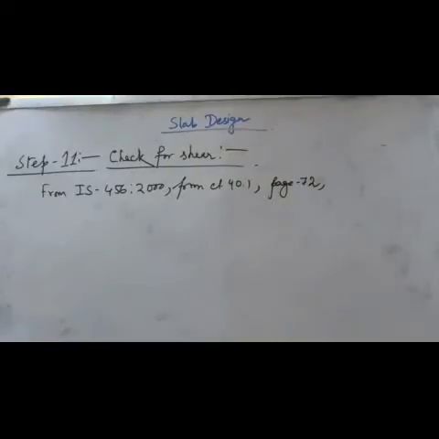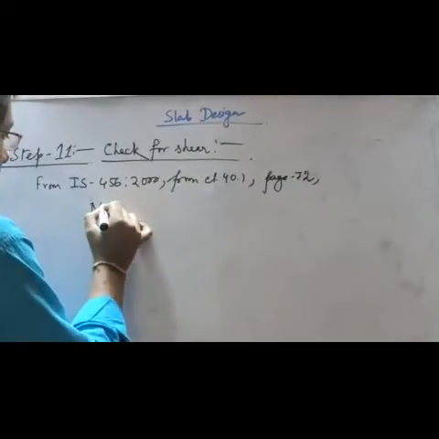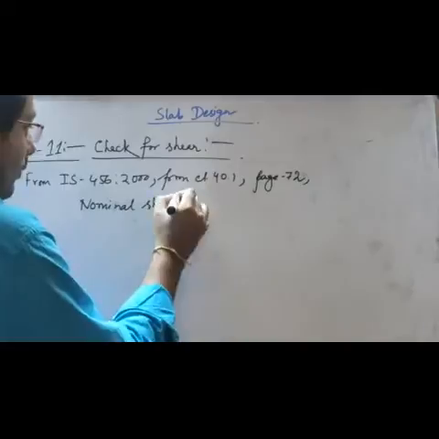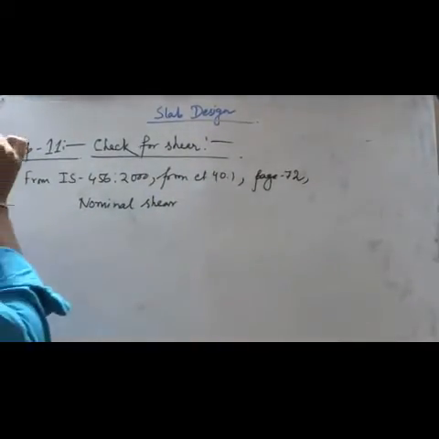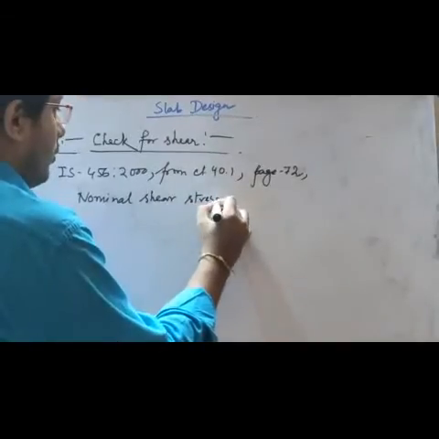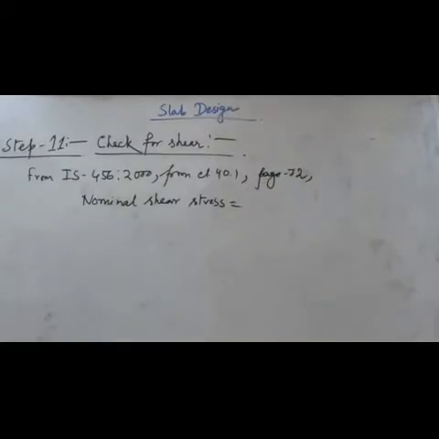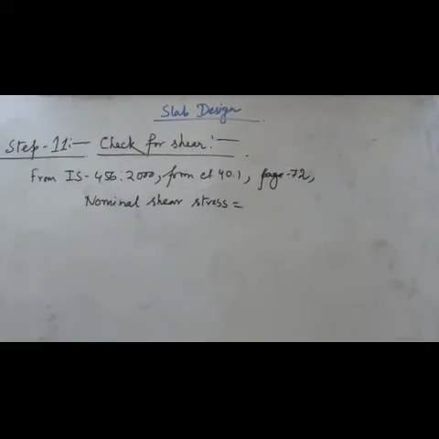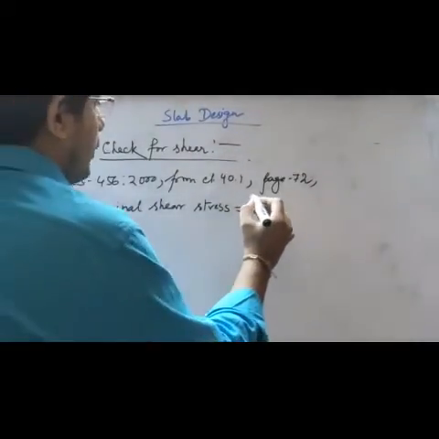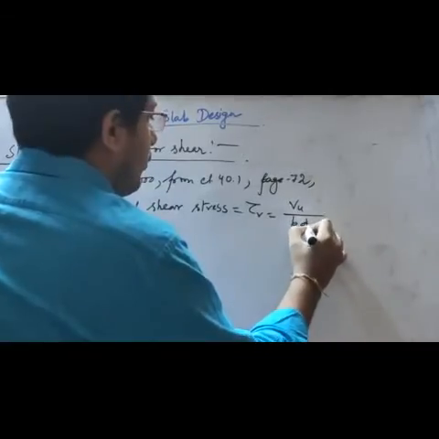So first of all, you have to calculate the nominal shear stress. This formula is already given in this clause, so you need not remember it. You just have to remember where the formula is in your IS code. The nominal shear stress, denoted by tau V, is equal to VU by BD.